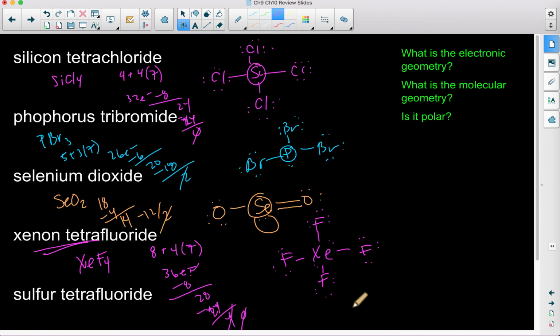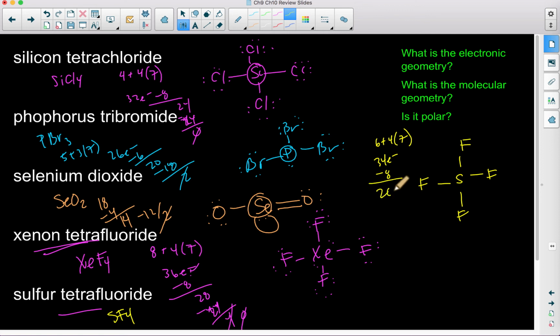All right, last up, sulfur tetrafluoride. So let's go ahead and do that one over here. Sulfur tetrafluoride, that's SF4. And so sulfur has 6 plus 4 times 7, so that's 28, 34. We have sulfur, 1, 2, 3, 4. Then we would subtract off 8, which leaves us with 26.